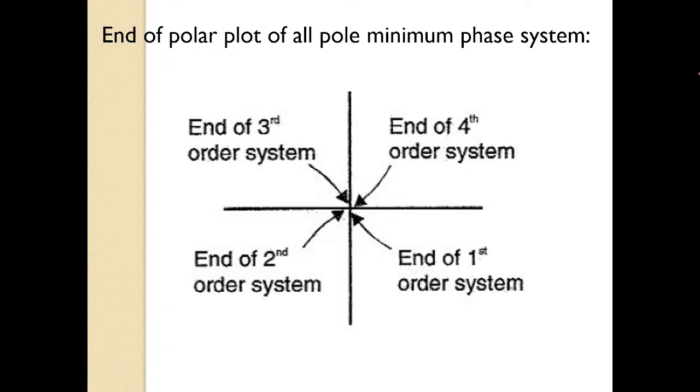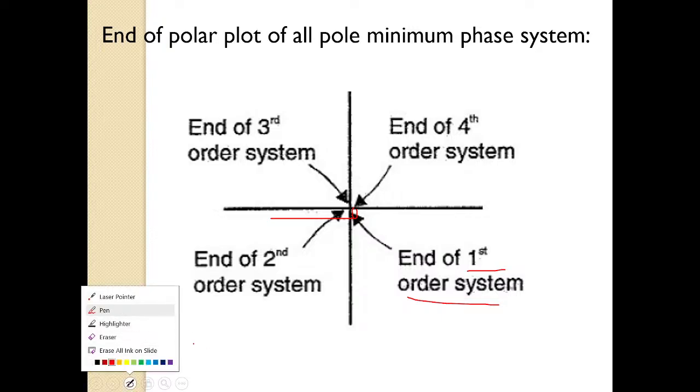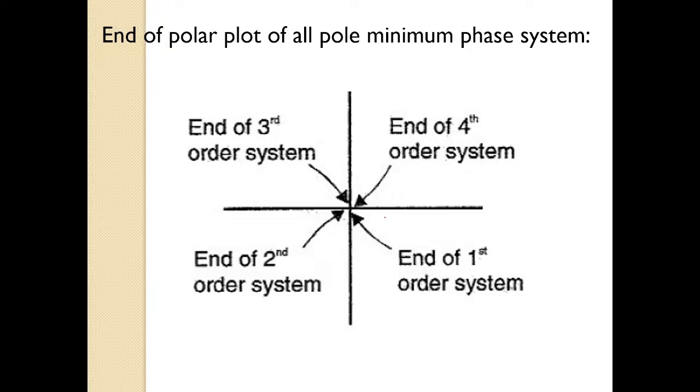If we know the order of the system, the order will decide the end of the polar plot, and the type will decide the start of the polar plot. If it is a first order system, it will end between the reference axis and the minus 90-degree axis, or in the fourth quadrant. This is the first quadrant, this is the second quadrant, this is the third quadrant, and this is the fourth quadrant. So the polar plot will end in the fourth quadrant.